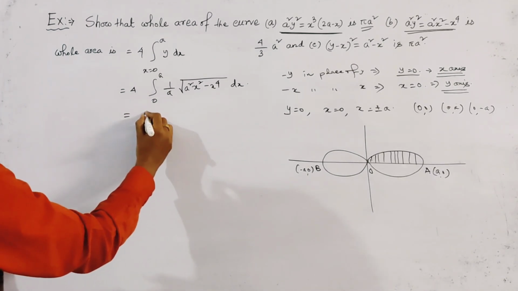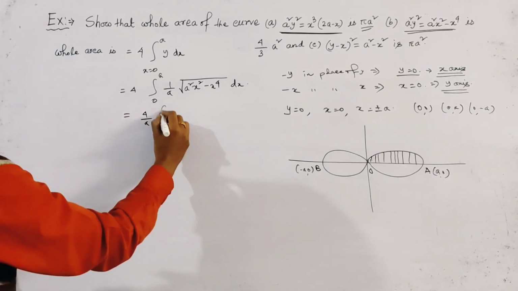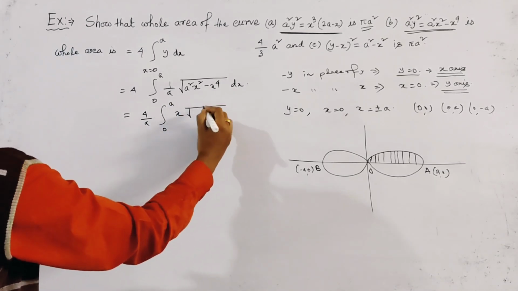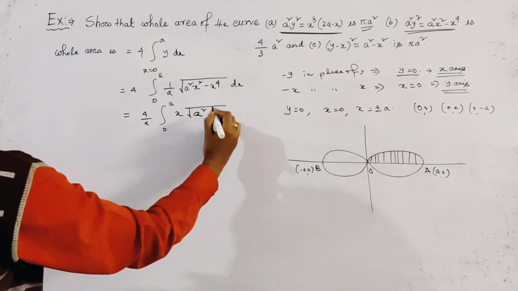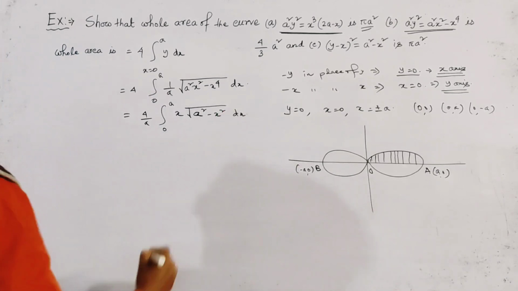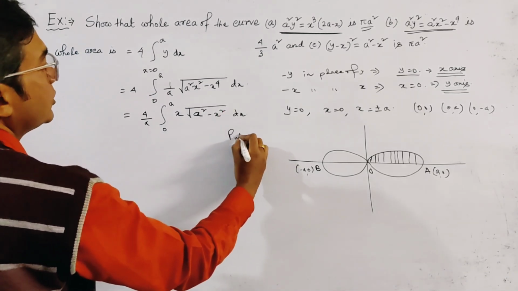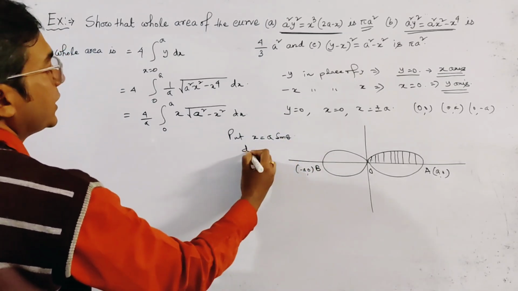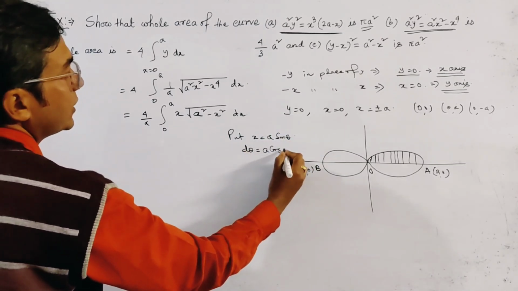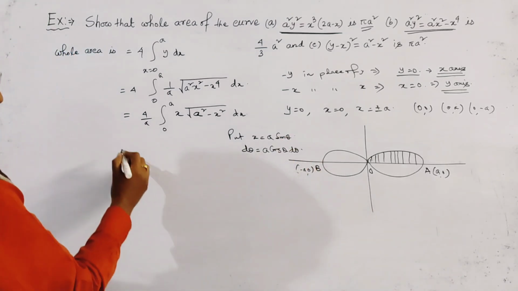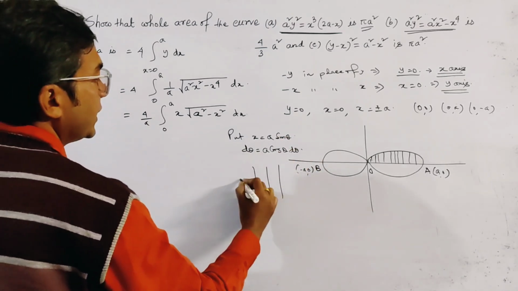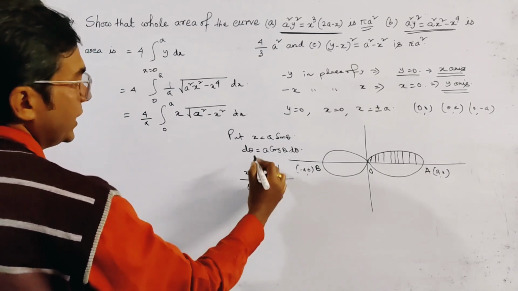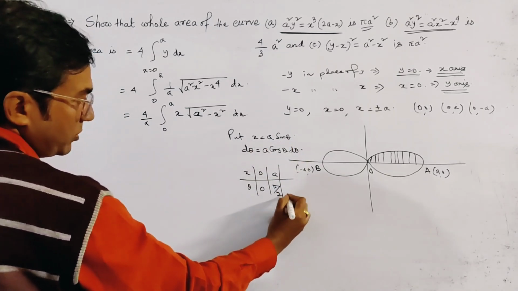Okay, and this is 4 by a into integration 0 to a. We take common x and we get x square root of a square minus x square dx. Now we put x equal to a sin theta and dx equal to a cos theta d theta, right? And changing the range of integration from x to theta, we get x from 0 to a, and clearly theta from 0 to pi by 2.